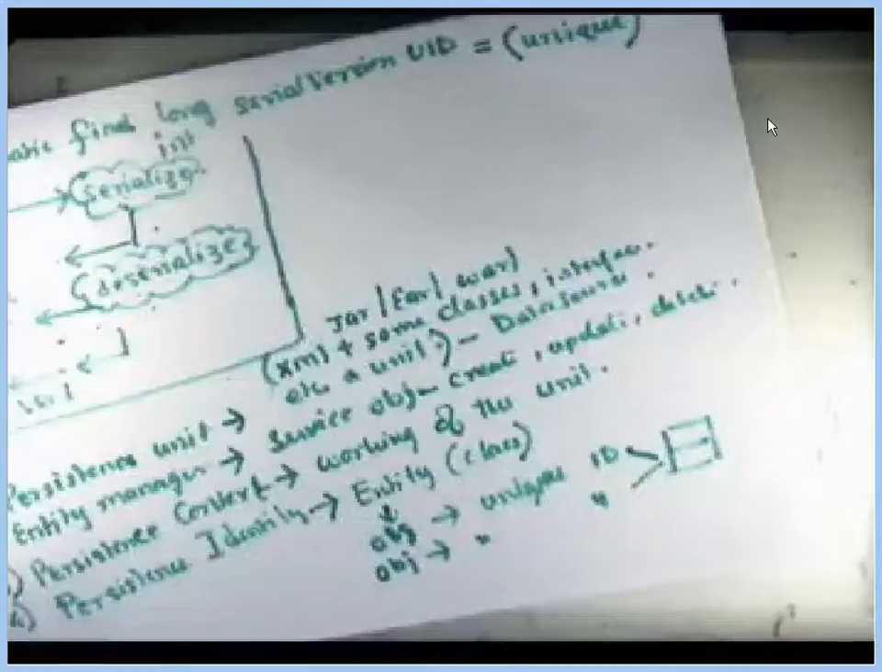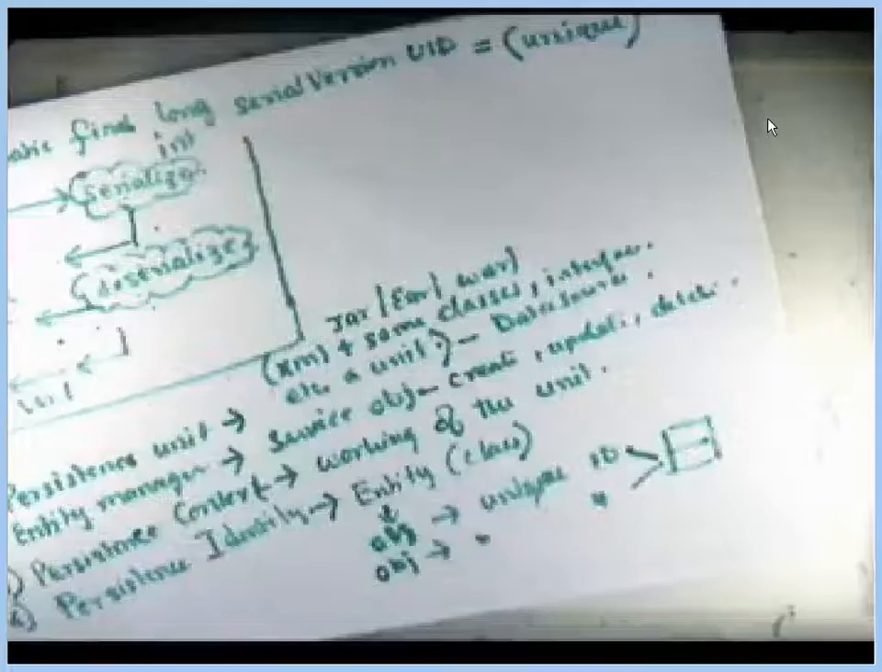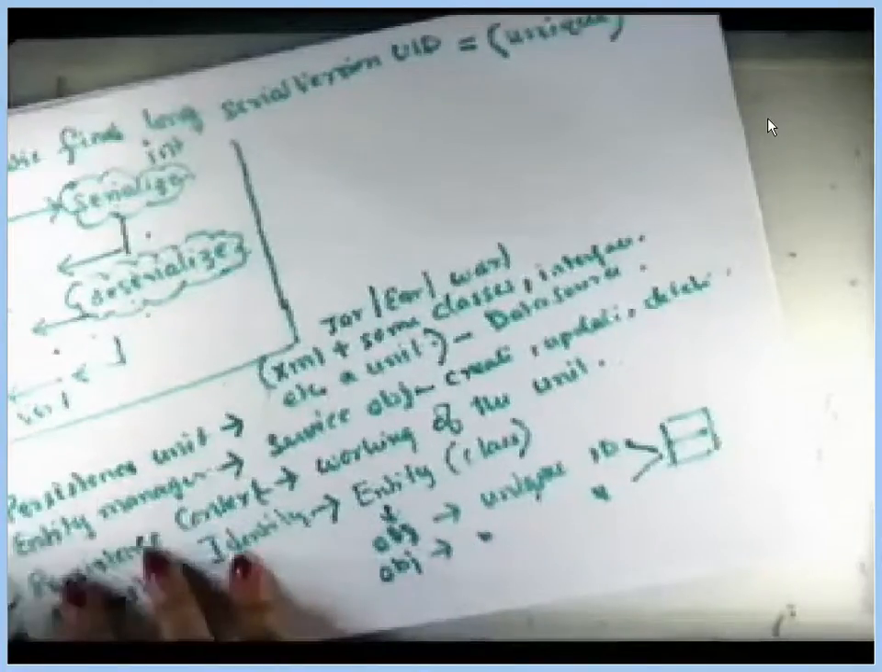What are the things provided to get an entity manager? What are the things that we will have to implement the persistence context and persistence identity? So just in a short discussion we will see this. We will have a look at the persistence unit.